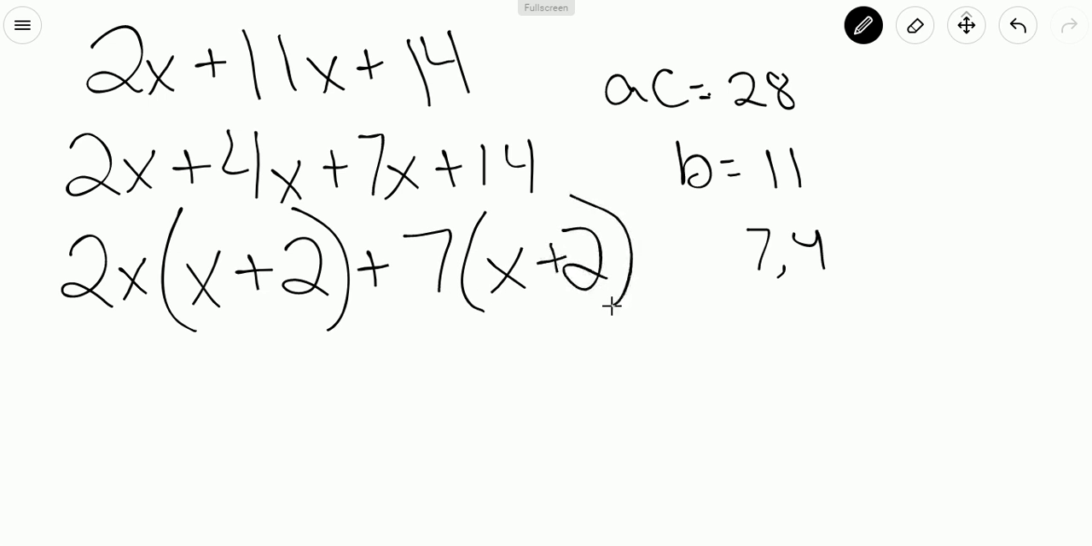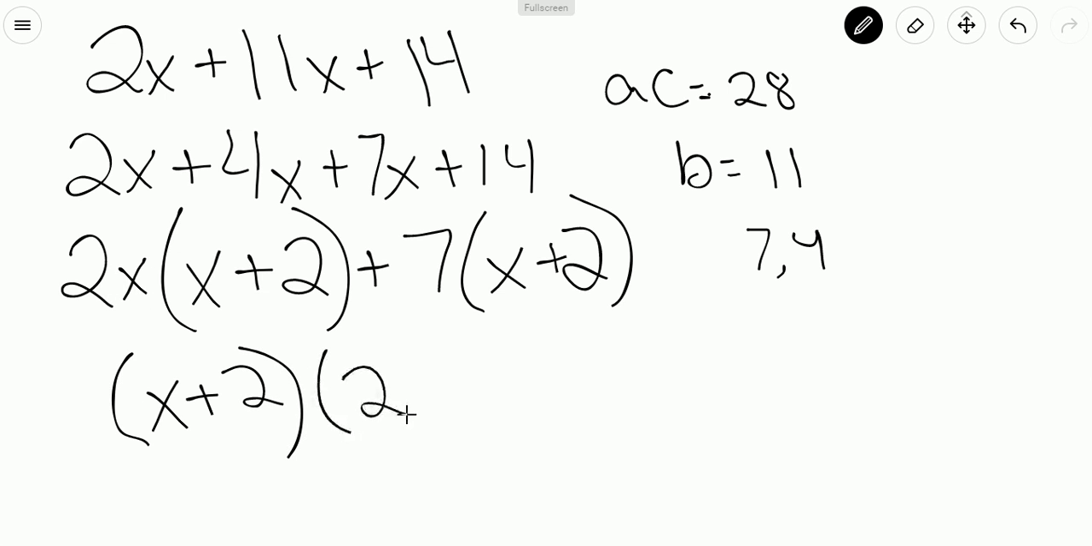So if you did everything right until this point, and if this can be factored in this way, then you're going to have the same thing in both of these parentheses. So now you just rewrite it. You take the thing that was in the parentheses, x plus 2, and then this 2x plus 7 just goes in its separate parentheses. All right, easy? All right, that's your answer.